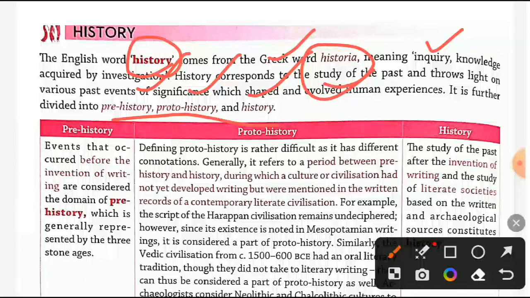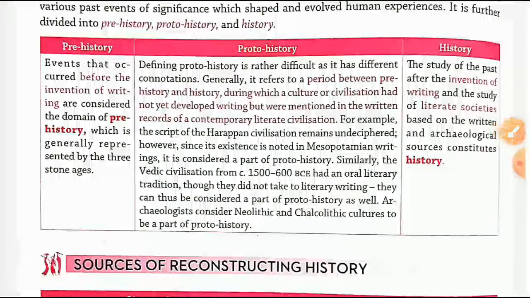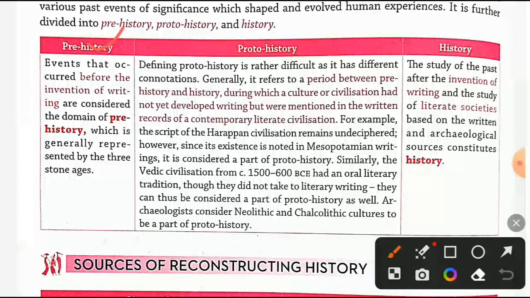For prehistory, what is the difference? Here the differences are given, so you need to have a look at these differences. Prehistory is the history which is not written. It was before the invention of writing, that is, it is not written anywhere. So that is called prehistory. And proto-history is that history in which some scripts are written but not deciphered yet.